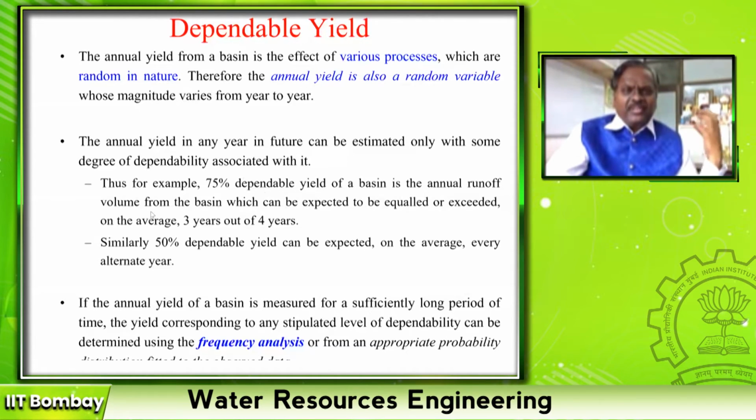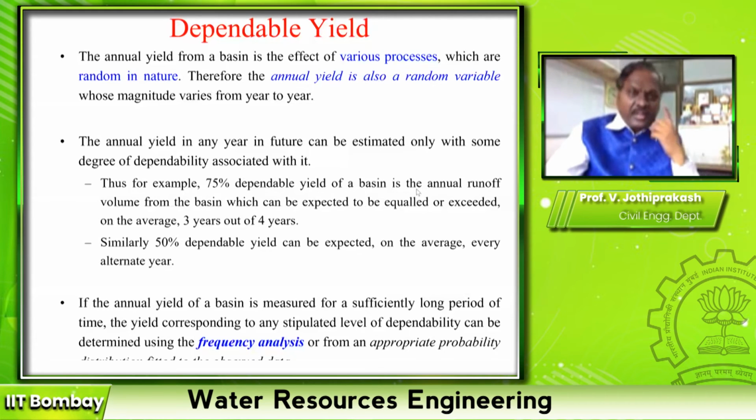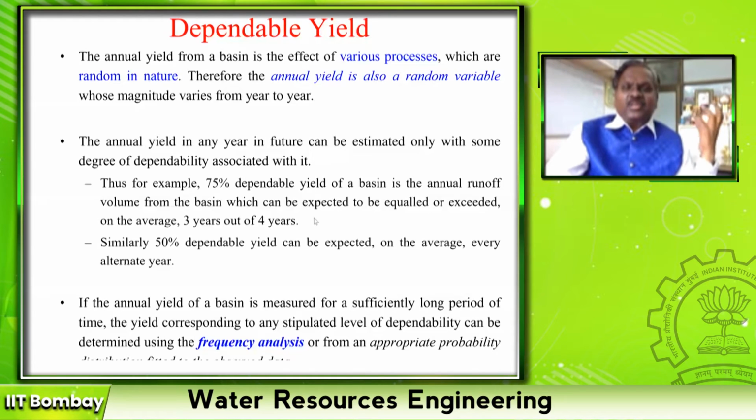Thus, for example, 75% dependable yield in a basin is the annual runoff volume of the basin which can be expected or equaled or exceeded on the average 3 years out of 4 years. Right? If I say that my reservoir has a capacity of 75% dependable yield, that means if I operate for 4 years, in 3 years the reservoir capacity should be more. But this 4 years is the total cycle, which is not correct.